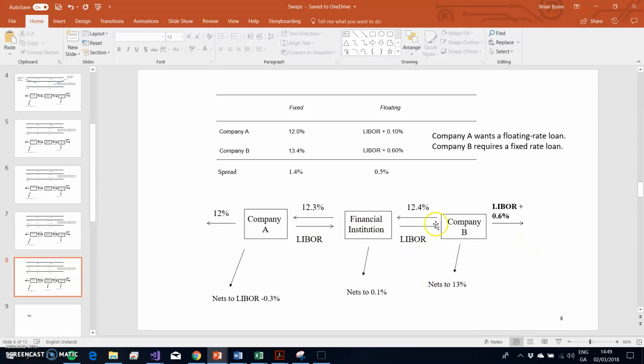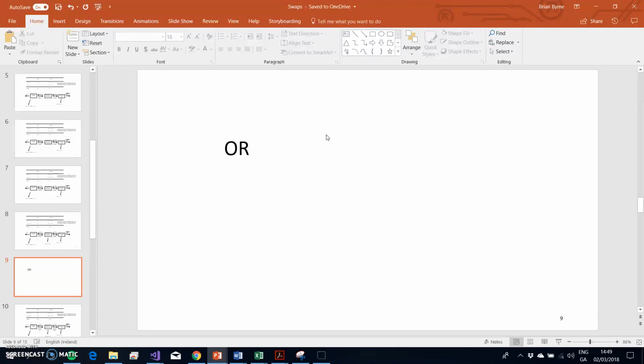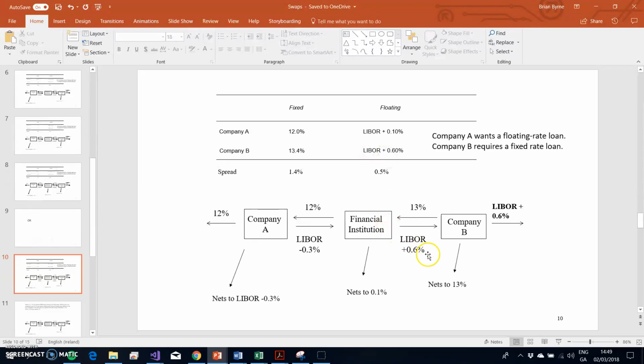Last thing really to identify here is in this instance where we have a plain vanilla fixed for floating swap, where there's no difference in currencies, where the fixed rate and the floating rate are denominated in the same currency. It turns out that you can get the same outcomes by doing a variety of different things. So we could pay B here, instead of paying LIBOR, we could pay LIBOR plus 0.6, and that would exactly offset this figure here. And it would also make clear that what B should pay the financial intermediary would be exactly 13%.